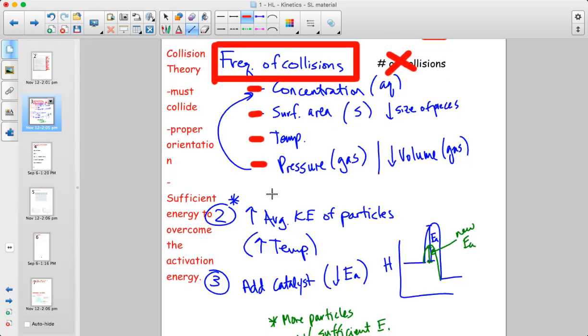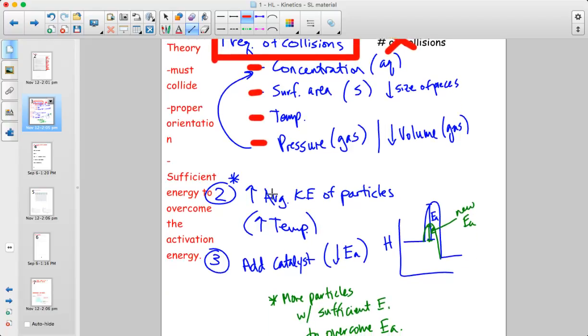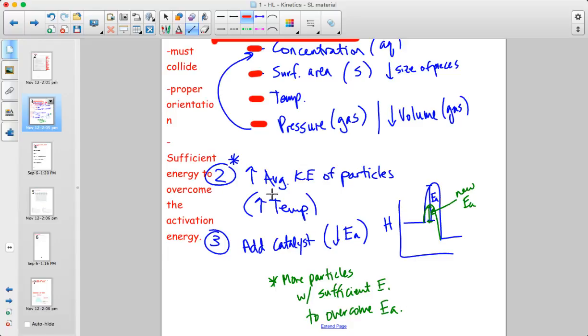The two other ways to explain why a reaction rate goes faster have to do with the energy. So they have to do with the third bullet point of collision theory, which is that particles have sufficient energy to overcome the activation energy. So to make a reaction go faster, you can either make the particles have more energy, which is what temperature does, right? So if you increase the temp, the particles have more and more average kinetic energy, which means more particles are going to have sufficient energy to overcome the activation energy.